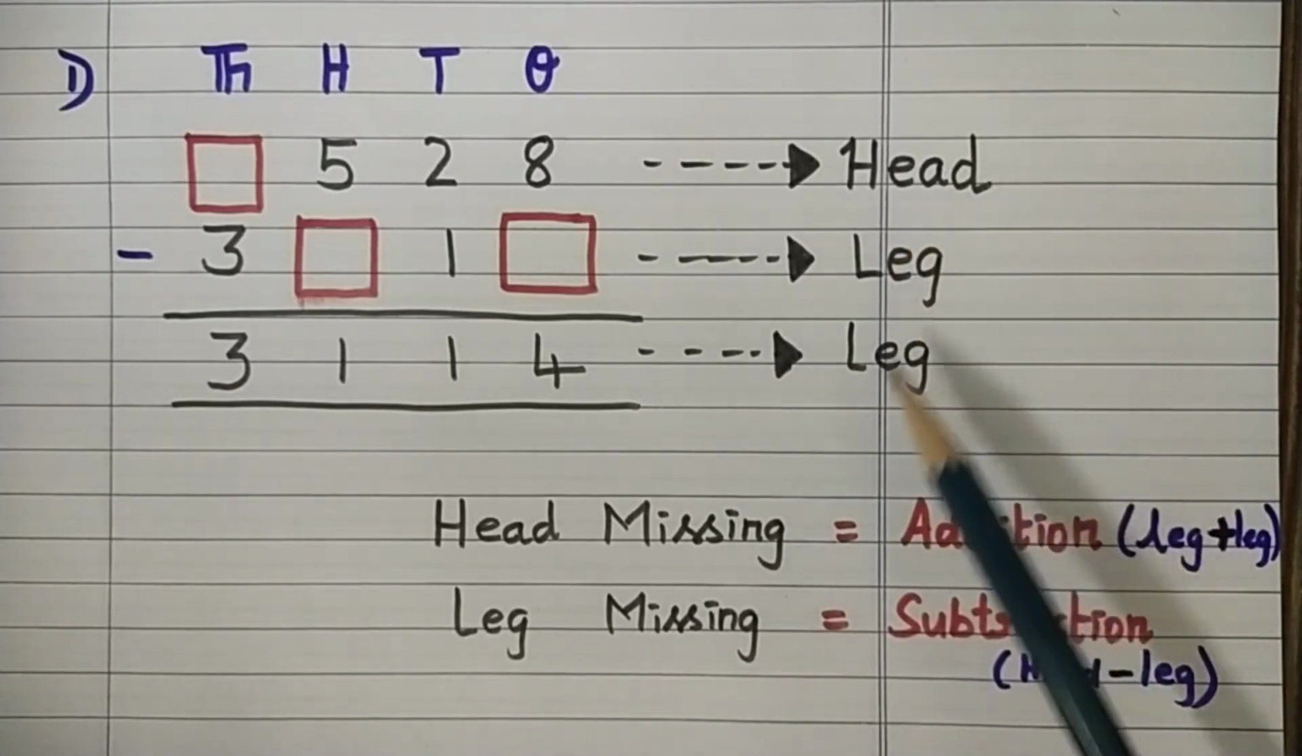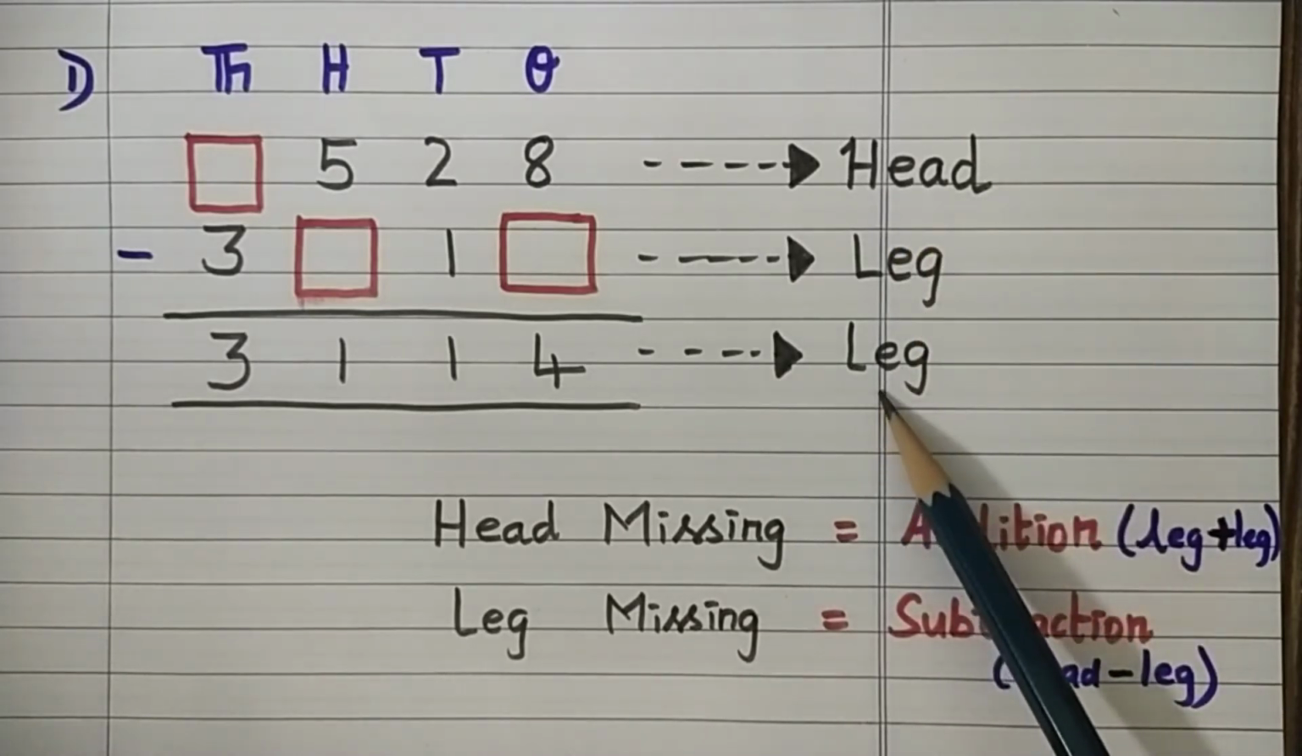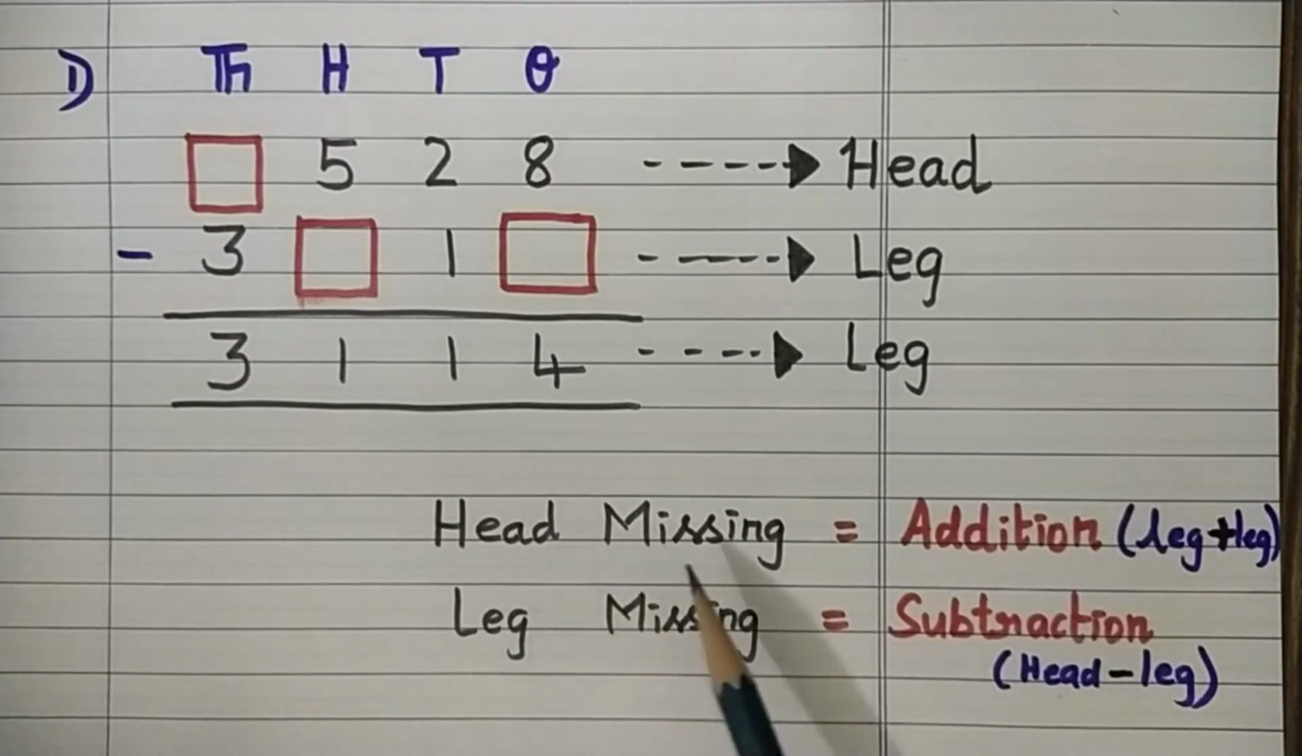I'm going to teach you one trick, children, to find a missing number. The trick is when the head is missing. If the head is missing, you have to do an addition. What do you have to add? You have to add the two legs. When you add the two legs, you will get the missing head.